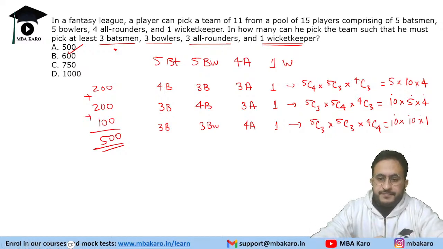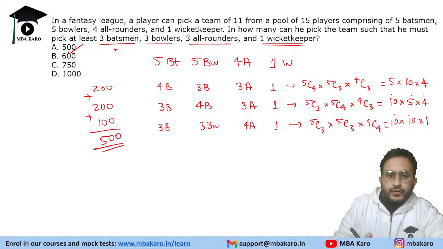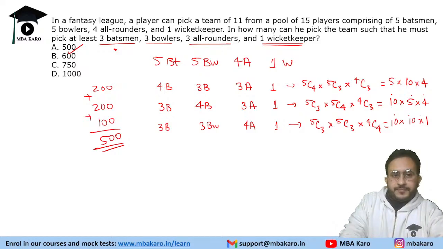Directly take it as 5C1, only one player is needed. Which player? So you are saying that 5C1 for which player?